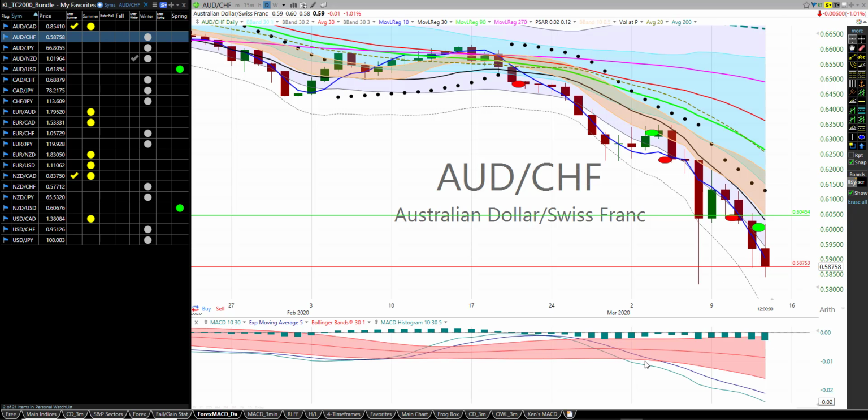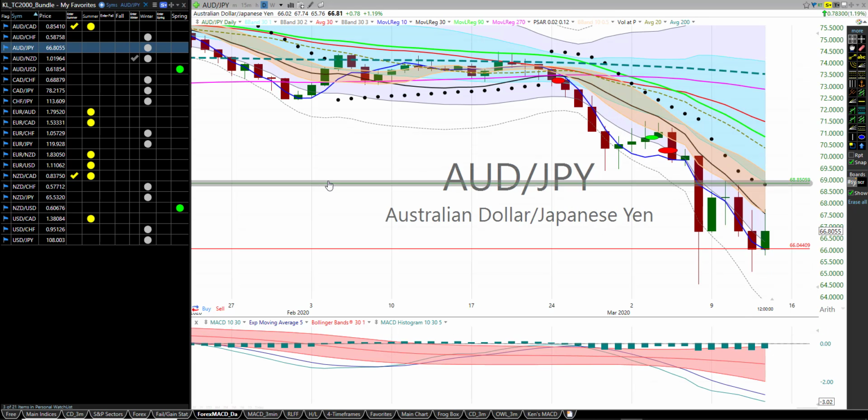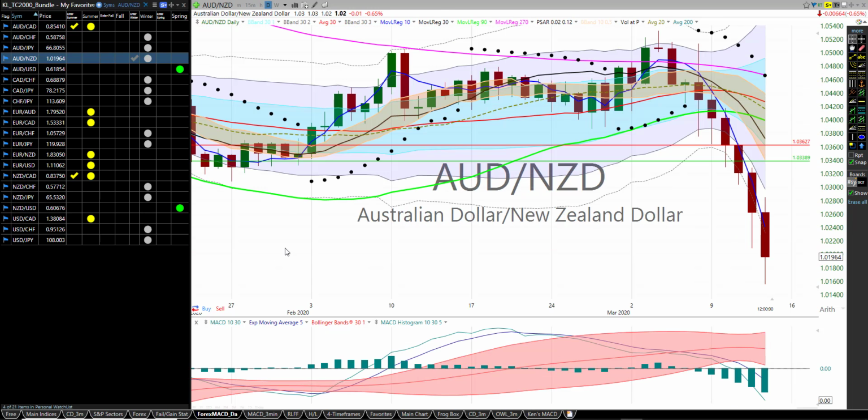It is in line with the season, and so I think there is continued action to the downside. Aussie dollar, Japanese yen. We're still in this trade. I have the stop at the PSAR. The season is still in the winter season to the downside. Aussie dollar, New Zealand dollar. We're still in this trade.